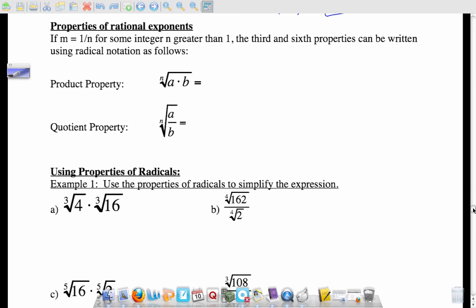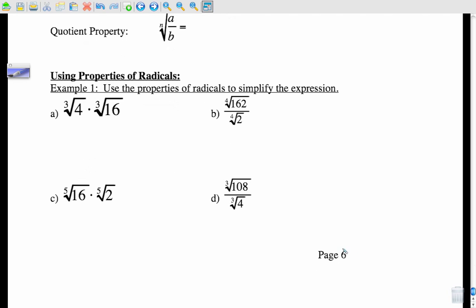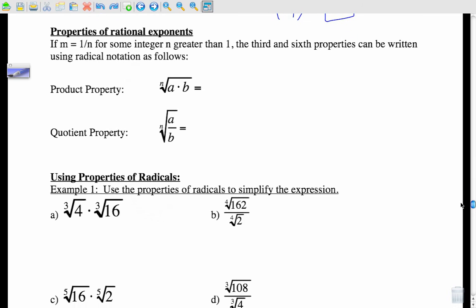Alright, we are now finishing up section 7.2. I'm on the bottom of page 6 in your notes, dealing with rational exponents, except now we're going to have them as radicals. So I am right here in the middle where it's talking about properties of rational exponents.